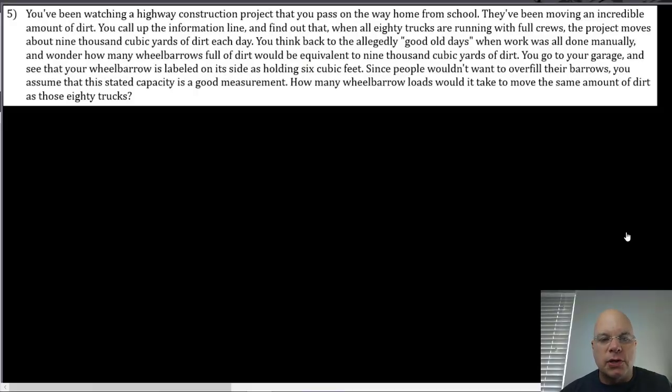Began converting units and solving problems using dimensional analysis today, writing down different rates and using them to convert. So let's look at this problem. There's a lot of text here, but if you break it down, it's not all that difficult.